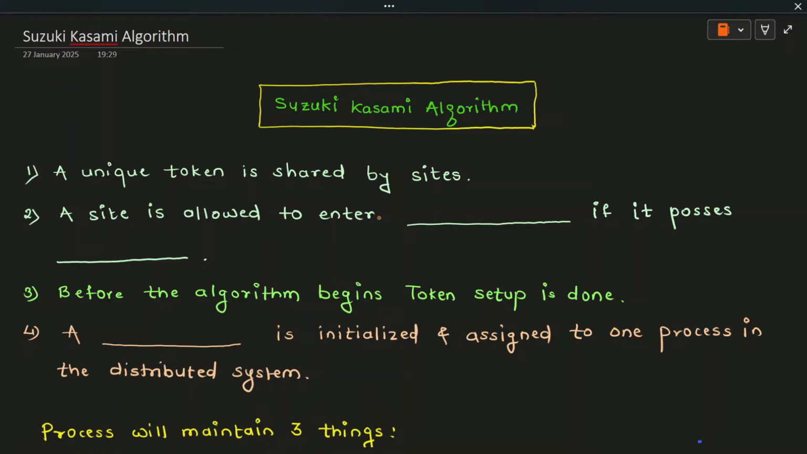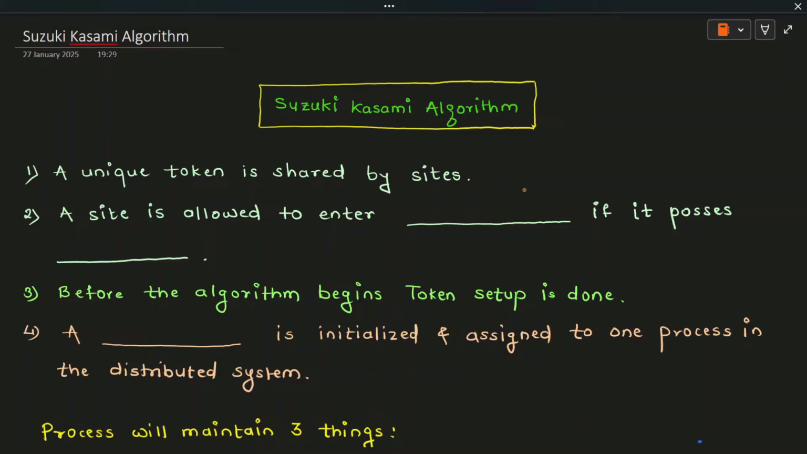In today's session, we are going to study Suzuki Kasami algorithm. We know that there are three types of clock synchronization: physical clock synchronization, logical clock synchronization, and mutual exclusion clock synchronization. In mutual exclusion clock synchronization, shared resources are accessed by multiple sites. So sometimes there might be conflict that may arise due to the concurrent accessing.